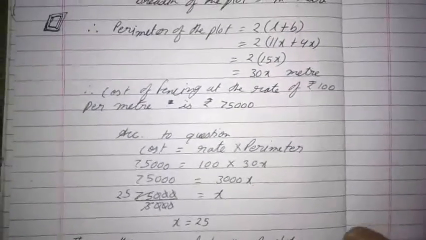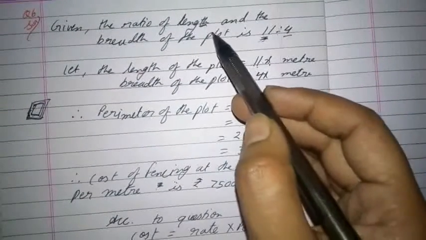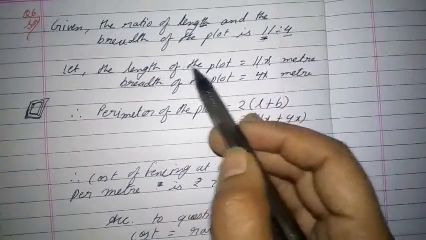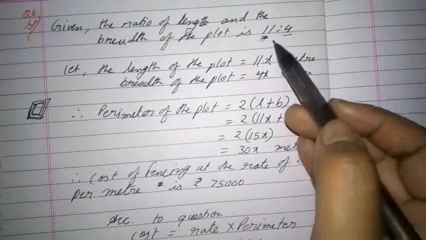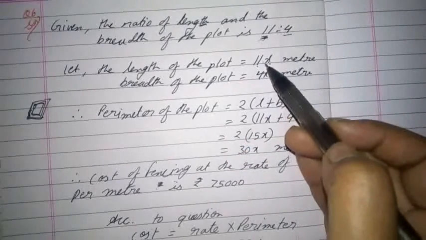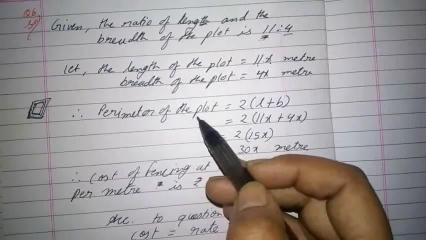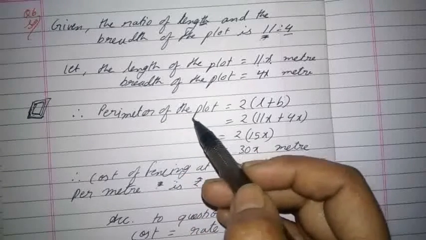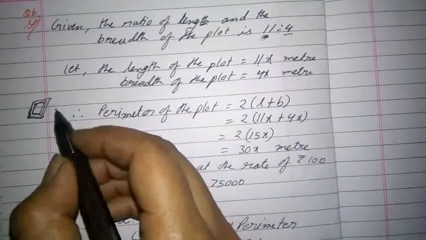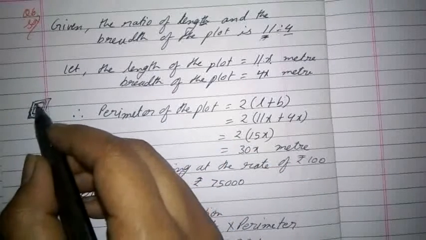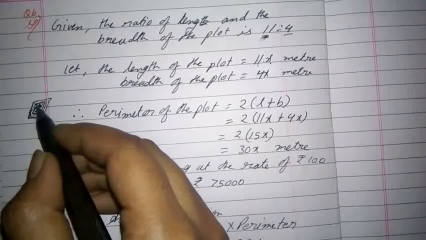Okay, let's see it revised. Here ratios are given. So the length of the plot is 11x, breadth of the plot is 4x, because the ratio is replaced with a variable. Here we find the perimeter of the plot, because it is given the cost of fencing that plot. And fencing we always do on the boundary, have we ever done fencing in the middle of the area? No, we didn't do it like this.